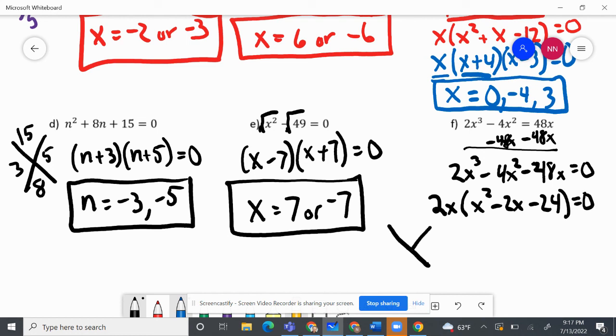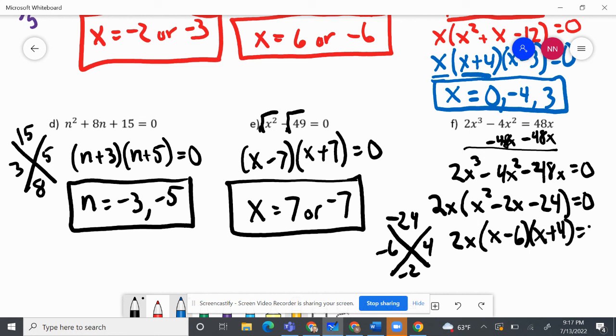We're going to factor it. Two numbers that multiply together give you negative 24, add up to negative 2. That would be negative 6 and 4. So we have 2x, x minus 6, x plus 4, and that's equal to 0. So whenever it's a monomial, remember, it's always 0. Then for the binomials, it's the opposite. And then we have negative 4.